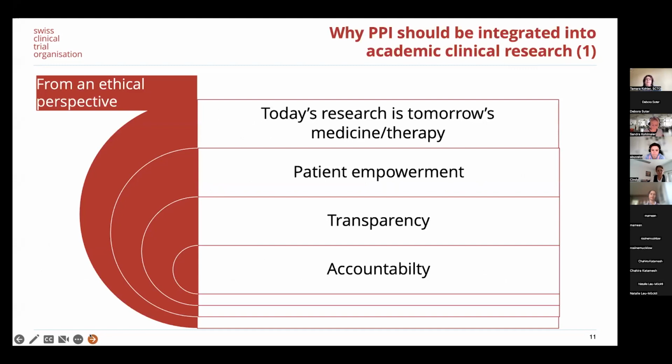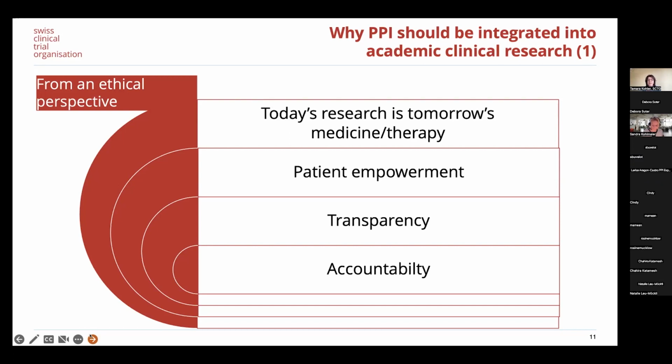So why should PPI be integrated into academic clinical research? Well, from an ethical perspective, we can say that today's research is tomorrow's medicine, is tomorrow's therapy. Patients should have an influence into clinical research as they are directly affected by the outcome, along the lines of the motto, nothing about us without us. PPI also supports the patient empowerment. Patients can play a critical role, and it helps people to gain control over their own lives, and it addresses their right to have a voice in clinical research.